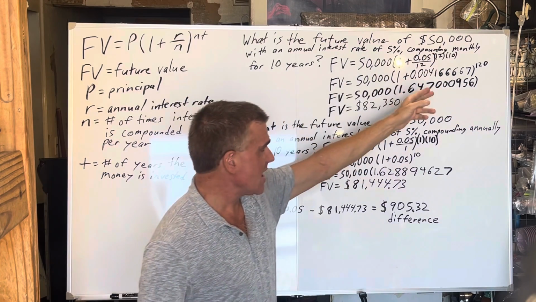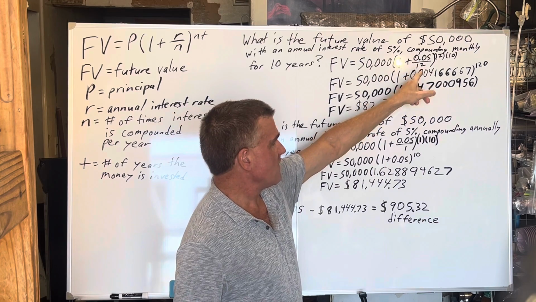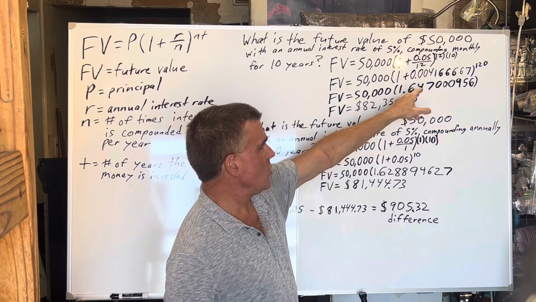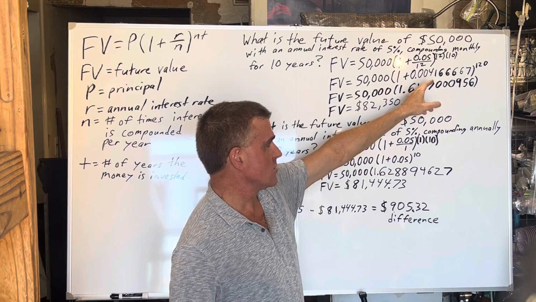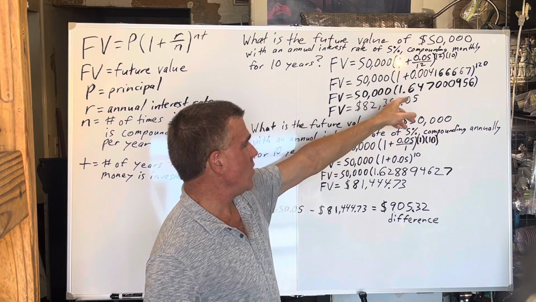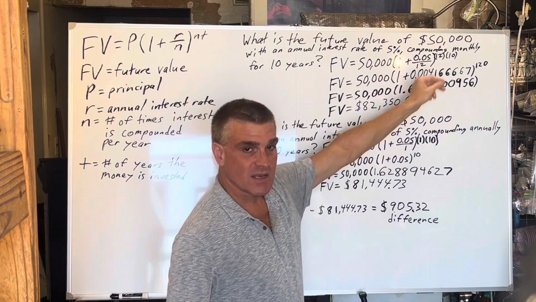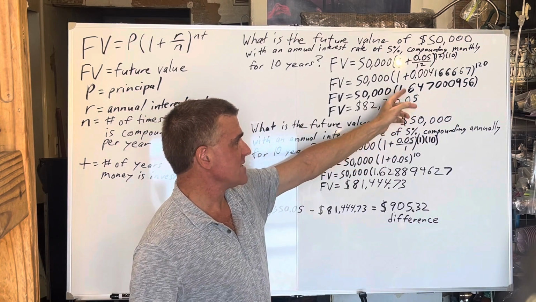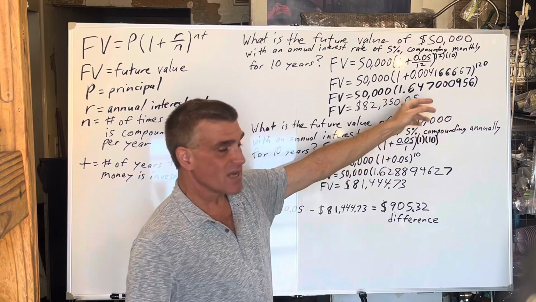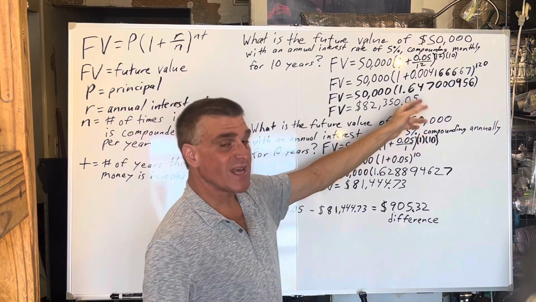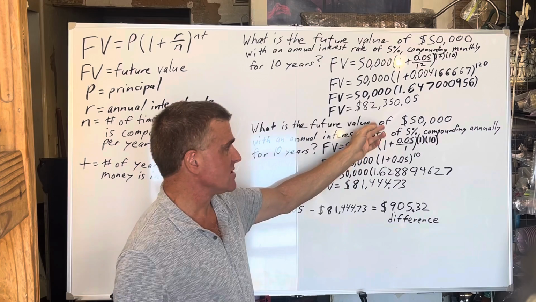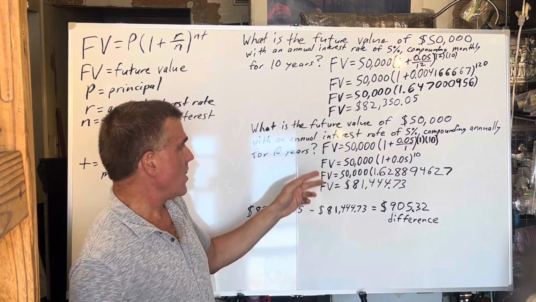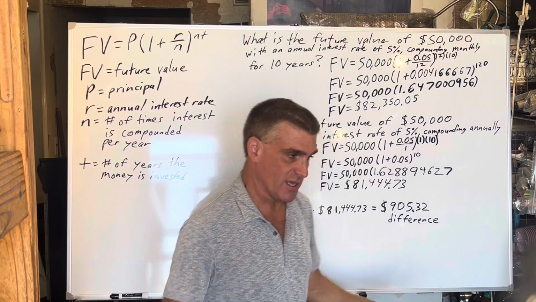So then the next line, when you divide 0.05 by 12, you get this number here, 0.004. And then when you add the 1 to that and make the exponent to the 120th power, you get this number, 1.647 and change, times the principal, which then gives you your answer, which is $82,350.05.